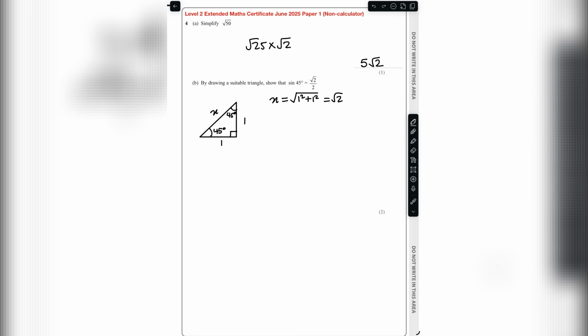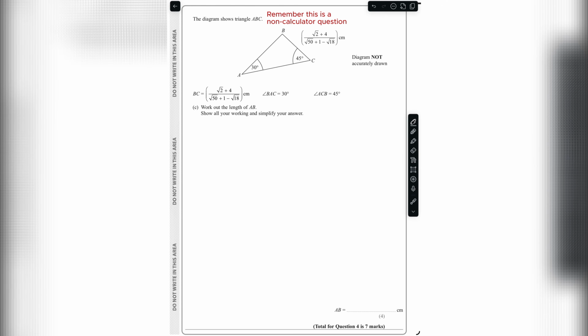And using SOHCAHTOA, we can state that sine theta equals the opposite over the hypotenuse, so sine 45 equals 1 divided by root 2. And if we rationalize our denominator by multiplying the numerator and the denominator by root 2, we can state that sine 45 equals root 2 divided by 2. In the final part of this question, we are given a diagram that shows a triangle ABC, and we are told to work out the length of AB and to show all our working and simplify our answer.